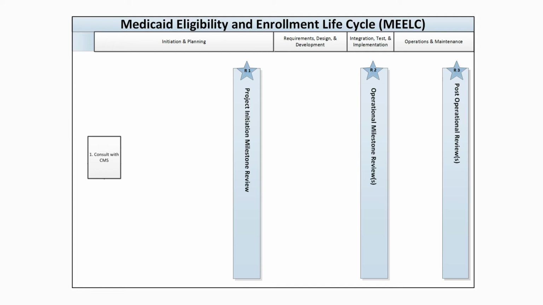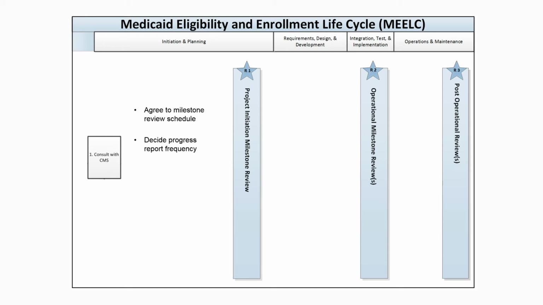During the consult, a few things are accomplished. First, the state and CMS agree upon a preliminary high-level schedule for milestone reviews based on the state's plans up to that point. This enables the state to build the milestone reviews into its project schedule. Secondly, CMS and the state decide how frequently the IV&V progress reports will be generated. At a minimum, they must be generated quarterly, but some projects may warrant more frequent reports.